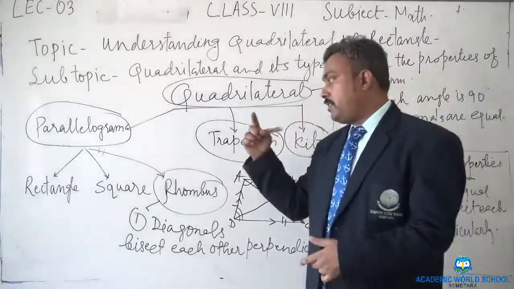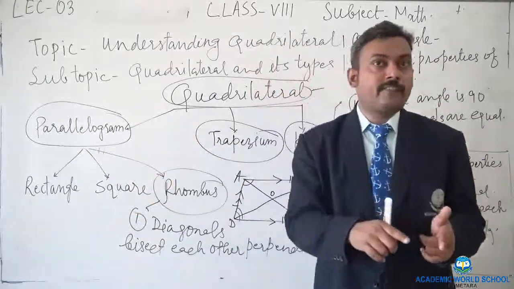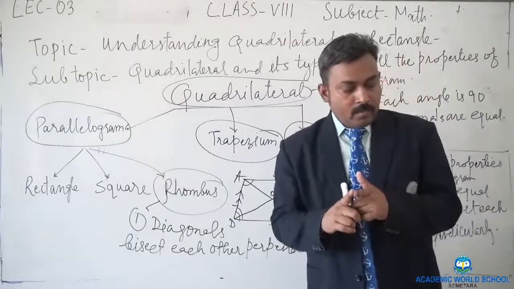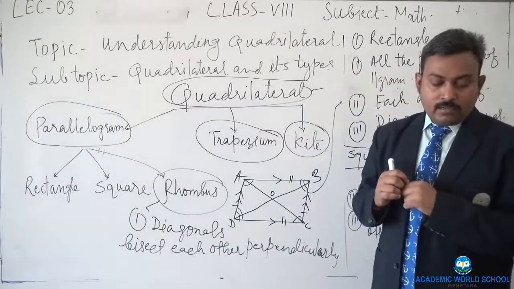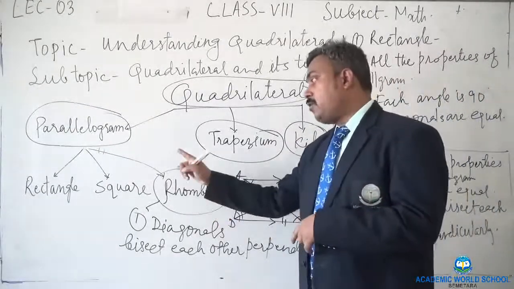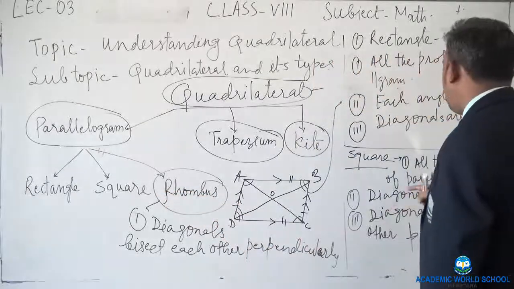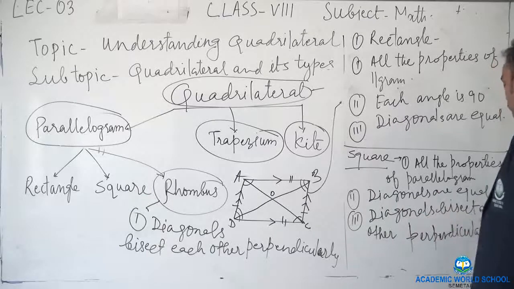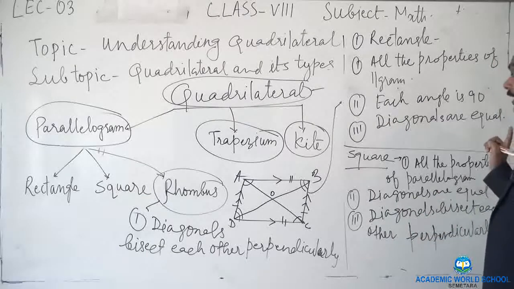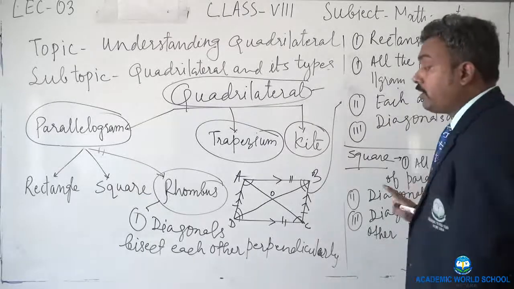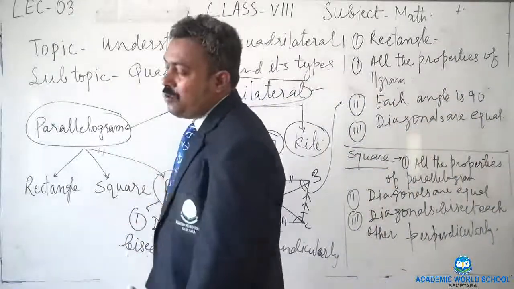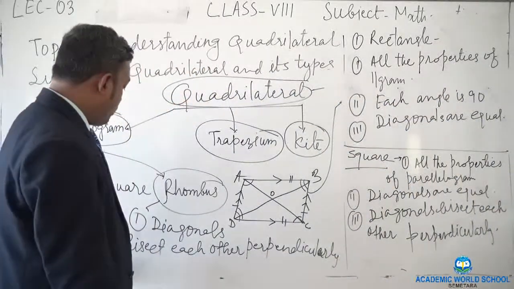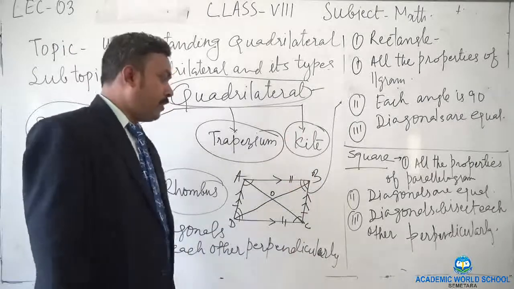Then comes the square: all the properties of a parallelogram, and apart from that, diagonals are equal and diagonals bisect each other at 90 degrees, or bisect each other perpendicularly. Then comes the rhombus, in which diagonals bisect each other perpendicularly.